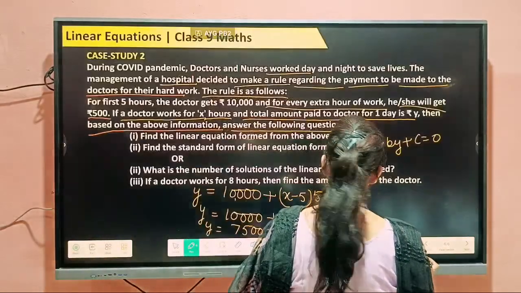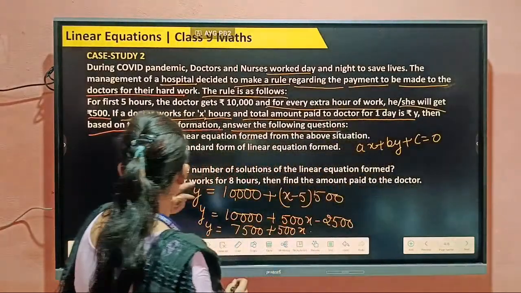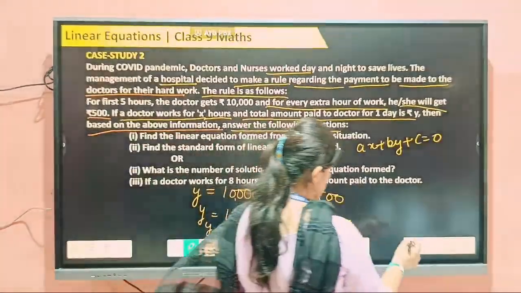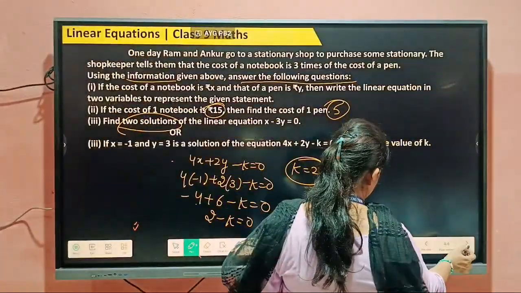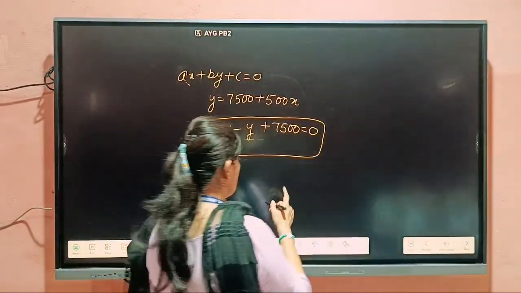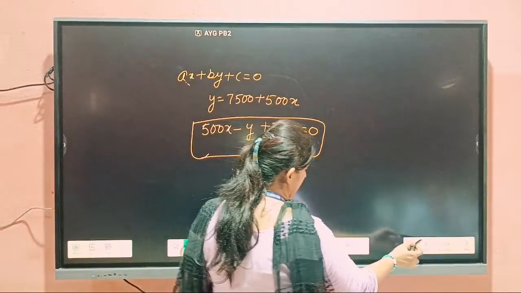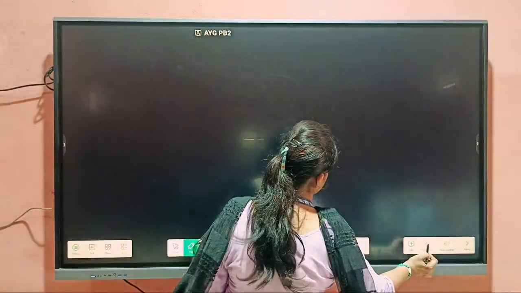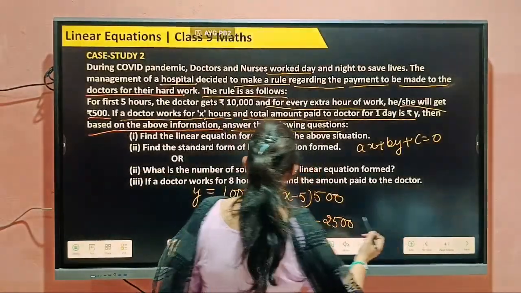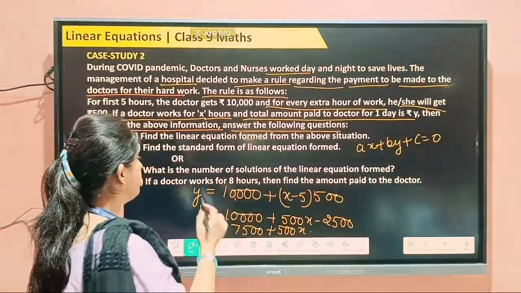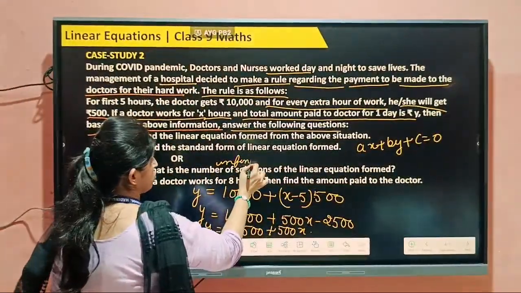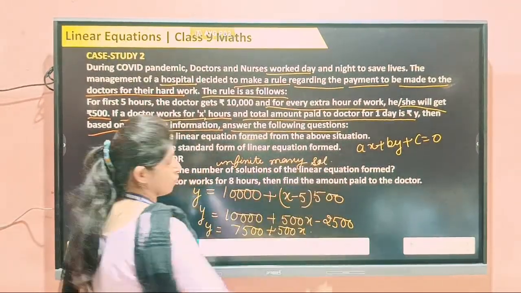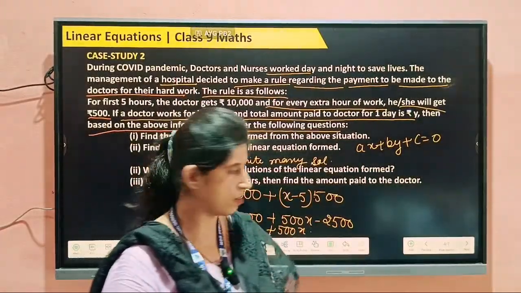Next, what is the number of solutions of the linear equation formed? Any linear equation, yesterday also I told you, how many solutions will you get from a linear equation? Infinitely many solutions. You will get infinitely many solutions from a linear equation, right?